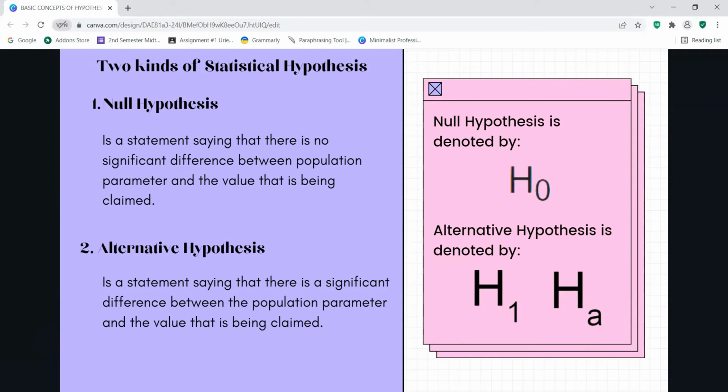Next is alternative hypothesis. It is a statement saying that there is a significant difference between the population parameter and the value that is being claimed. Alternative hypothesis is what researchers are trying to prove in order to disprove the null hypothesis. If the alternative hypothesis fails to be proven, it means that the null hypothesis is likely to be correct. Alternative hypothesis is denoted by either H sub 1 or H sub A.